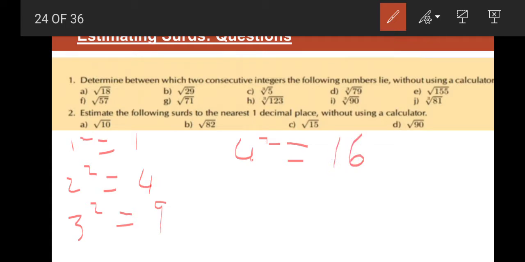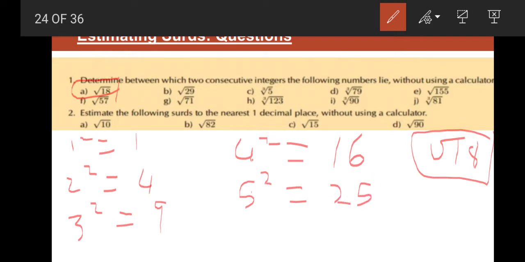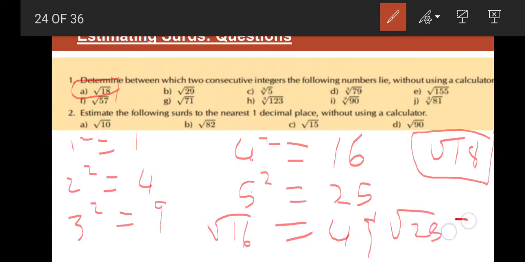Remember, the first example is the square root of 18. We must now determine between which 2 integers the square root of 18 lies. Let us continue here. If you square 5, you will get 25. So realize that if you put a perfect square under a square root, you will get an integer. So the square root of 16 will give you 4, and the square root of 25 will give you 5.